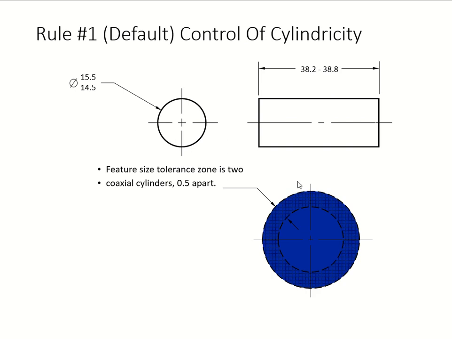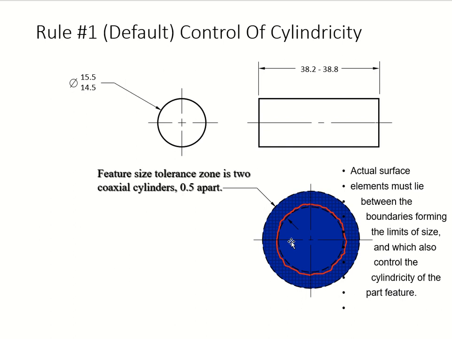Then we'll get into drawing the material. Let's put it in there, and you're going to have 2 concentric circles right there, and that's your tolerance zone. I'm just showing you this too. So when you subtract 14.5 from 15.5, you get 0.5. Now we go into my form.